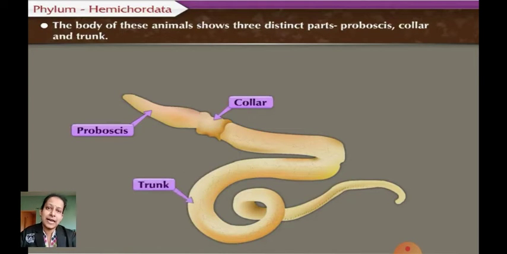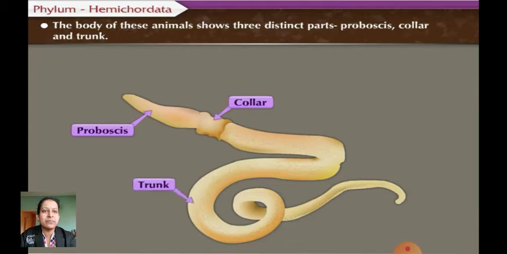Now let us move on to the next phylum, that is phylum Hemichordata. Now hemi means, you might have heard hemisphere. Hemi means what? Half. So that means they are half chordates and half non-chordates. That is why they are in between chordates and non-chordates, and therefore they are put in between the non-chordates and chordates. Now after this we are going to learn about chordates, and before this we have learned about non-chordates. So since it is falling in between these two, it is called hemichordate.